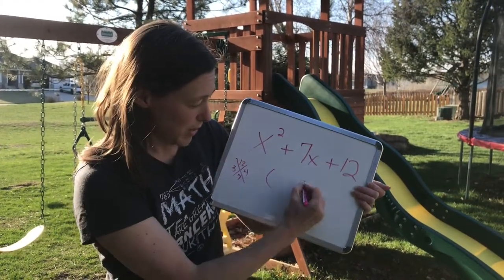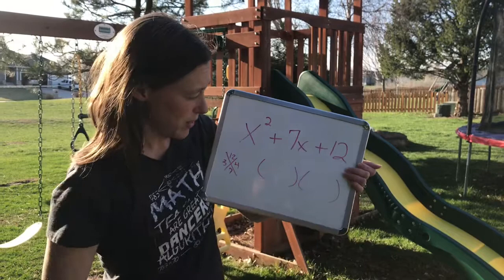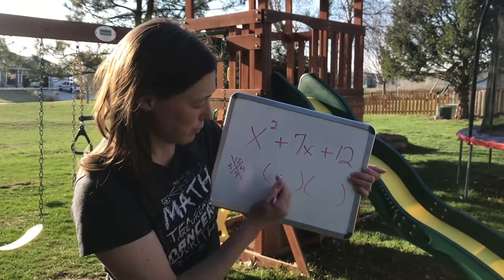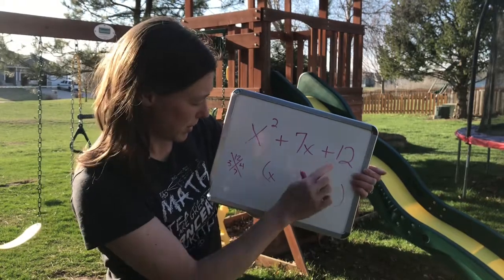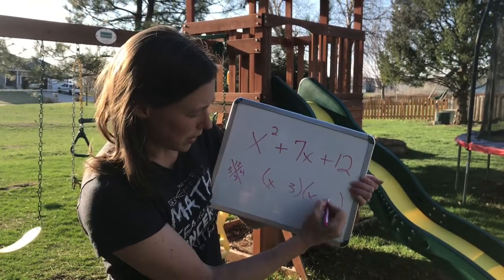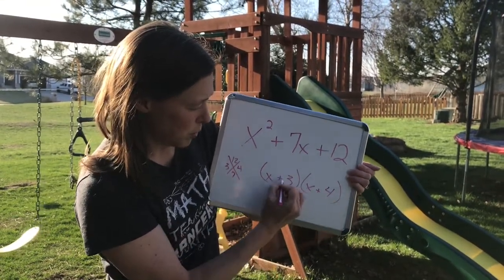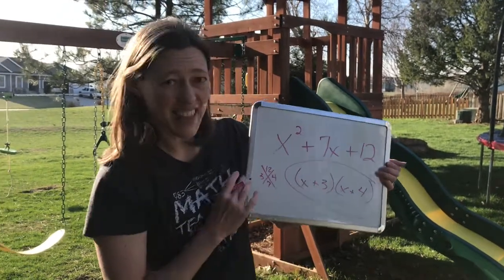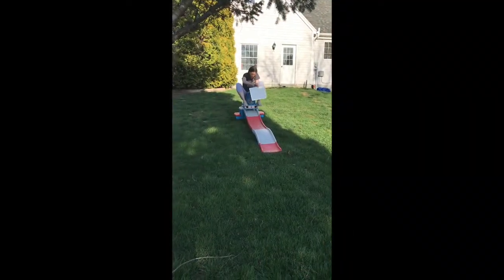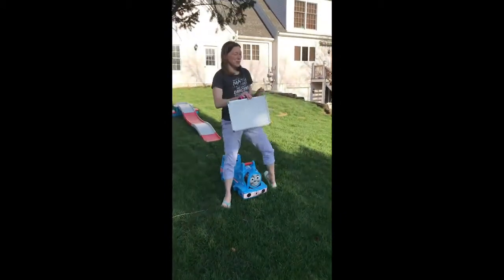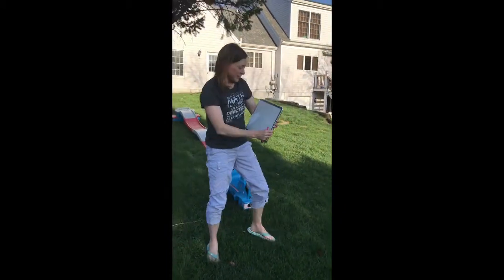And so then you just make your nice little 2 sets of parentheses. And remember, the 2 firsts have to multiply to be x squared. The 2 lasts multiply to be the last one. And so we get our 3 and our 4. Boom, we're done. Remember how easy that was? Yes. Okay, here we go. That was a nice little ride.